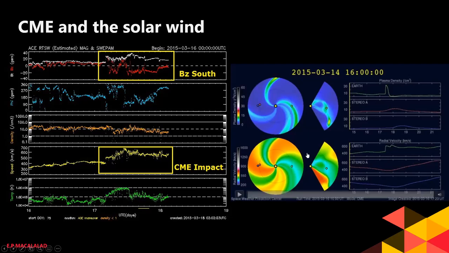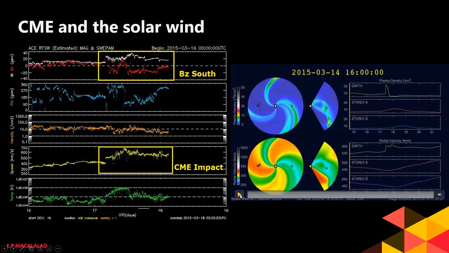Now what happens here is this is a simulation. Again, blue in the upper part means low plasma density, green means higher plasma density. You will notice here that the radial speed is already fast. It is as low as only about 300, green-yellow is about 500, and orange is about 600.